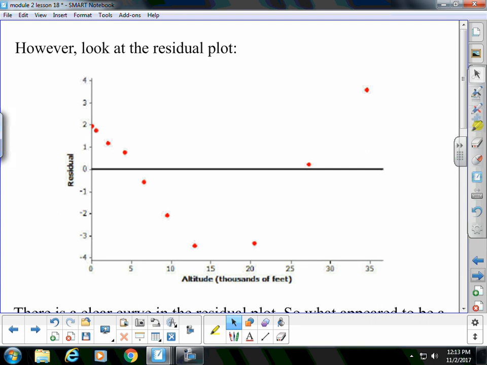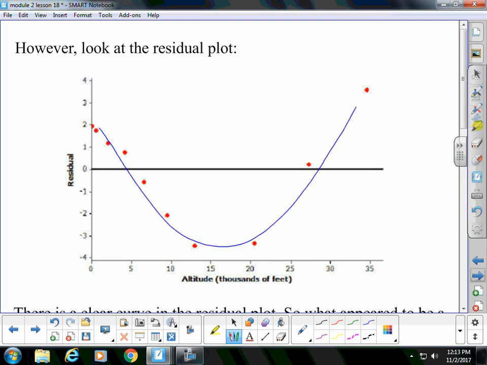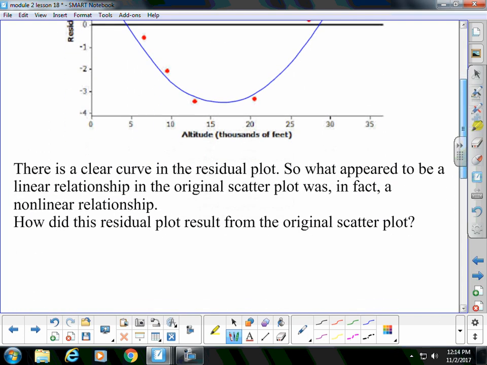Okay, here is a look at the residual plot. Do you see the actual curve in there? I do. Okay, so here's the actual curve. So what that means is that there was actually a curve that we didn't actually see. And there's reasons for that. Okay, this is a clear curve in the residual plot. So what appeared to be a linear relationship in the original scatter plot is in fact a non-linear relationship.